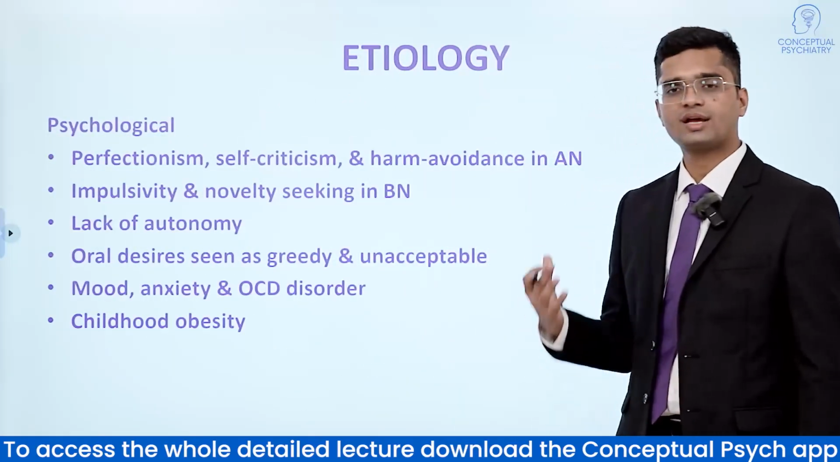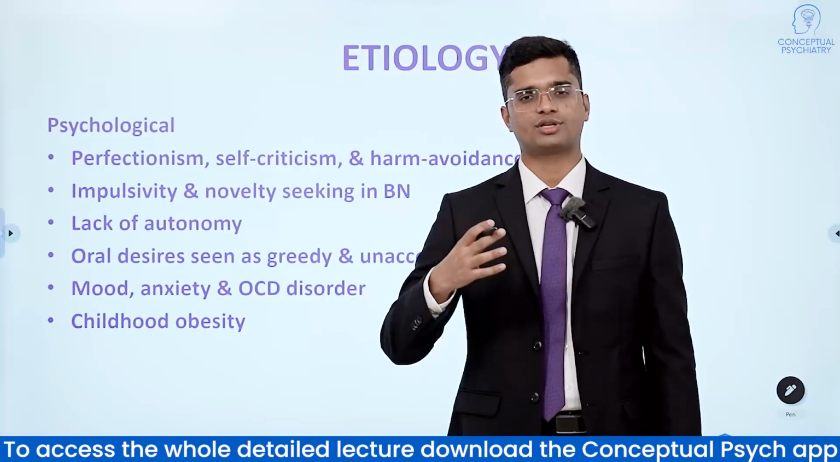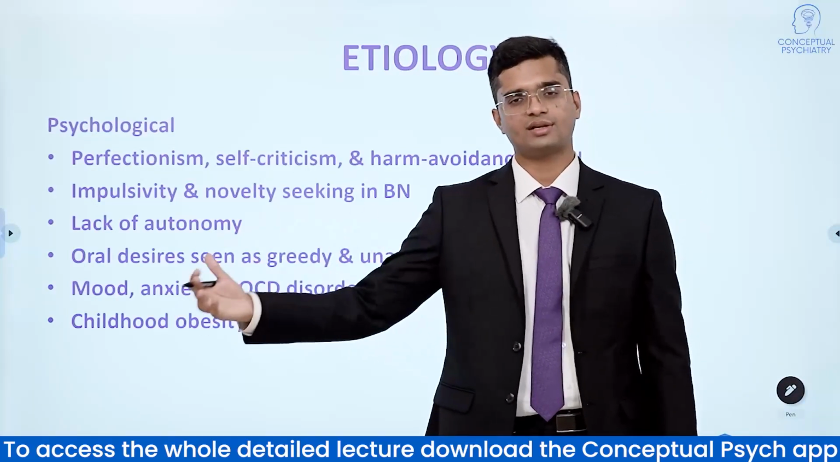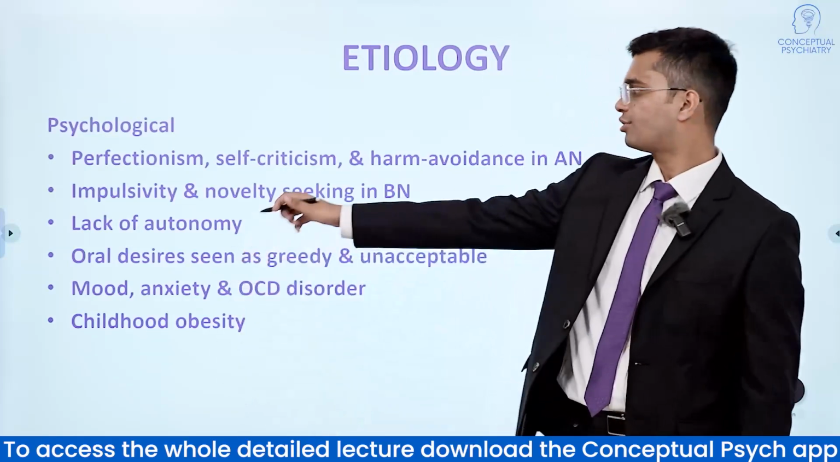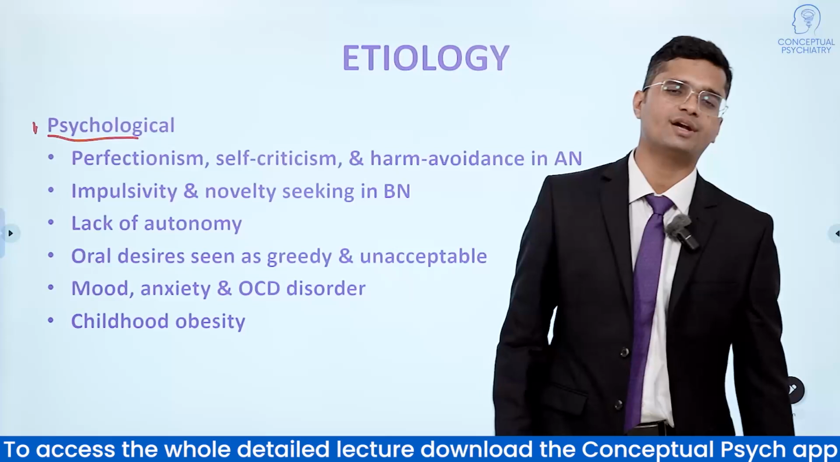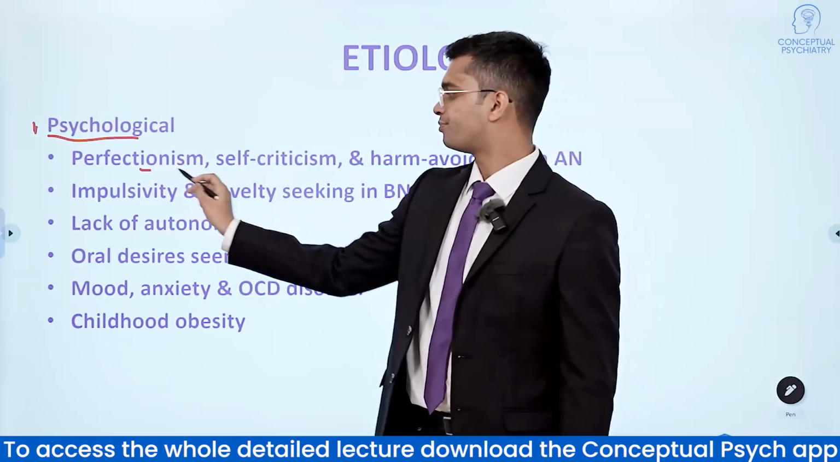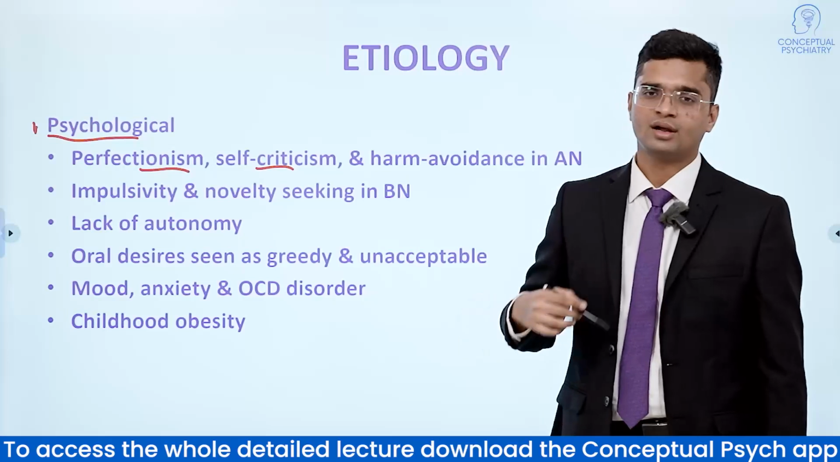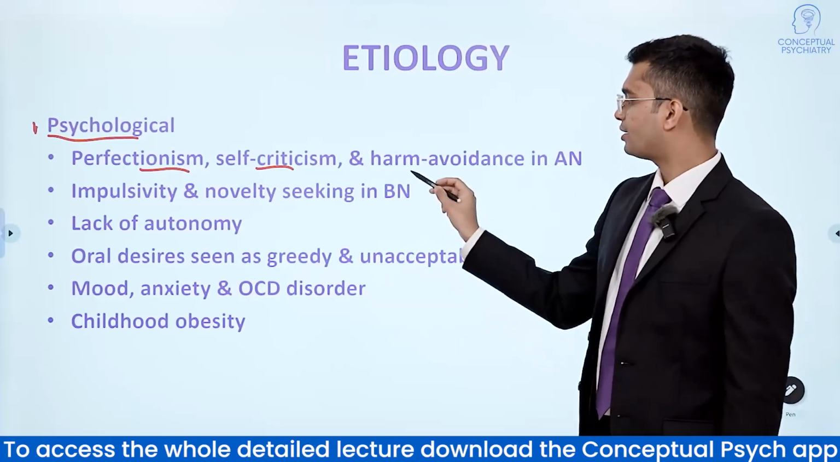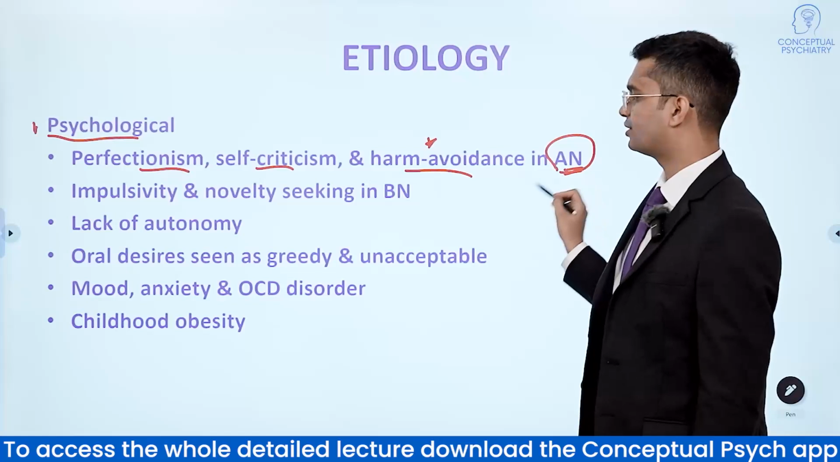Now, talking about the psychological factors, the second part of etiology after biological, psychological, and the social factors. So, psychological factors. Certain personality traits have been associated with eating disorders, particularly perfectionism, highly self critical personality, and temperament of harm avoidance is present in anorexia nervosa.